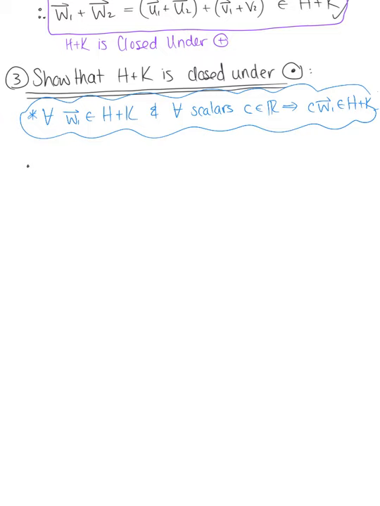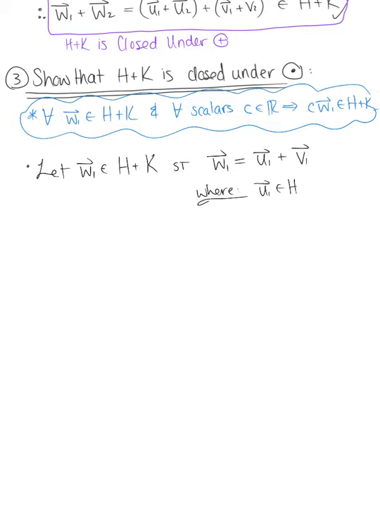So starting similarly to property number 2, let's let vector W sub 1 be an element of the set H plus K such that vector W sub 1 is equal to vector U sub 1 plus vector V sub 1, where vector U sub 1 is in H and vector V sub 1 is in K. And we also want to go ahead and let C be any scalar. Again, we're restricting ourselves here to the reals.